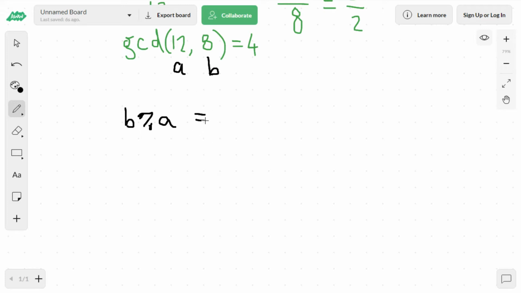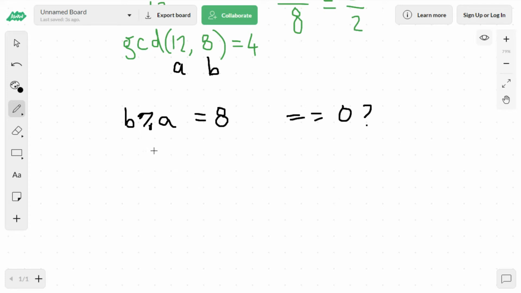And in this case, B was 8, A was 12, so B mod A is going to be 8. Try 8 divided by 12. Well, it goes in 0 times with a remainder of 8. Okay, and basically we're going to say, is this 0? So equals 0? Question mark? No, it's not equal to 0.